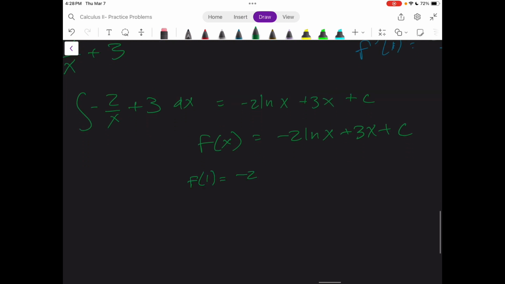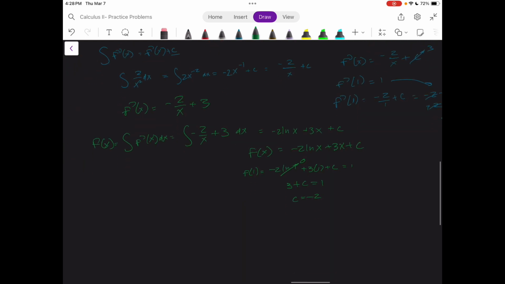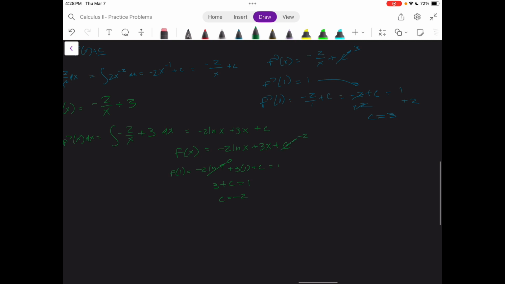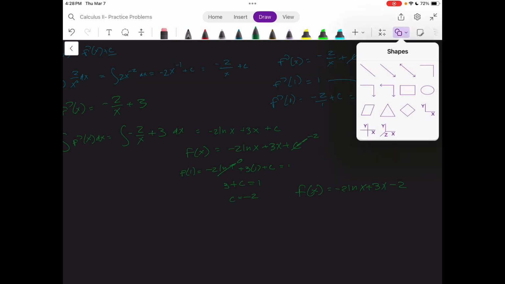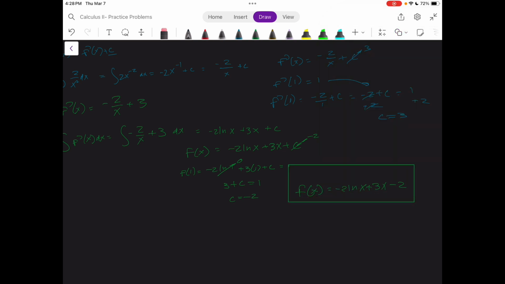F of 1 is negative 2 ln of 1 plus 3 times 1 plus c, and that is equal to 1. Well, ln of 1 is just 0, so that term drops out. We have 3 plus c equaling 1, so c equals negative 2. The final step is to just plug that back in here for c to get the answer. F of x equals negative 2 ln of x plus 3x minus 2. So with some integrations, we can figure out what those c's are to find a general solution.